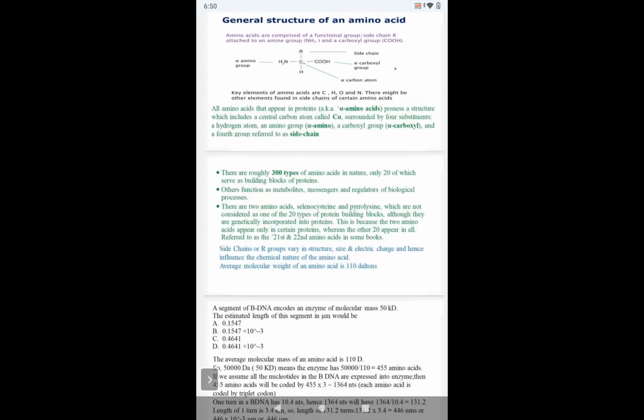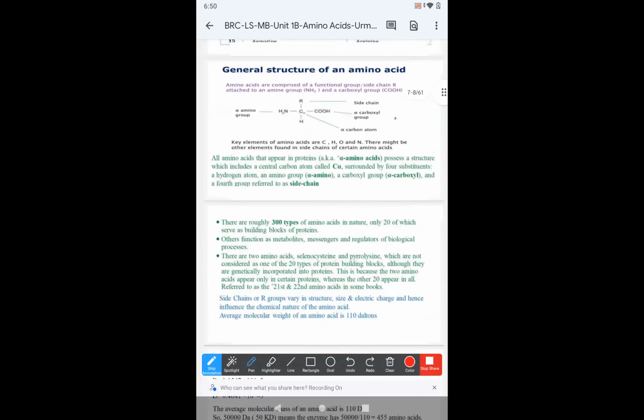Next, the general structure of an amino acid. An amino acid is made up of the amino group. The name amino acid comes from two molecules. Amino is the amino group, NH3 or NH2. Acid is COOH, the carboxylic group. Because of these two molecules, they gave the name amino acid.